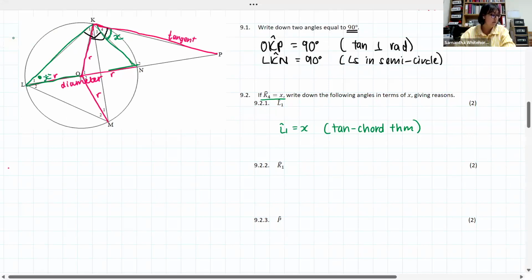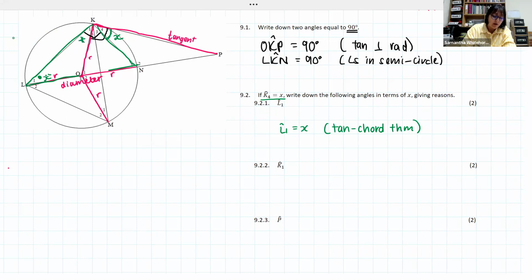That's equal to X. Okay, the next one is angle K1. So that's the one up here that I've drawn a little star next to. So have a think, have a look. What is angle K1 in terms of X?